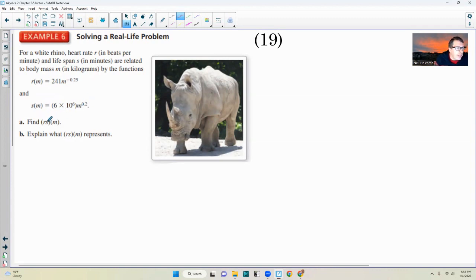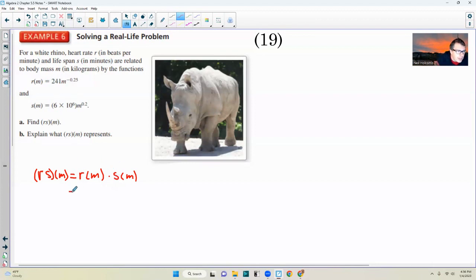So A says to find R times S of M. So R times S of M equals R of M times S of M. Okay, so R of M times S of M. And then we're going to substitute in what those are.